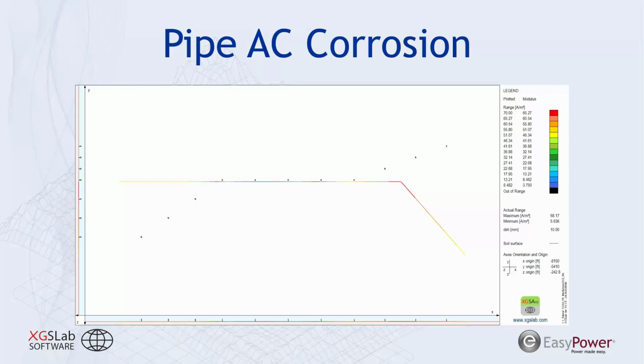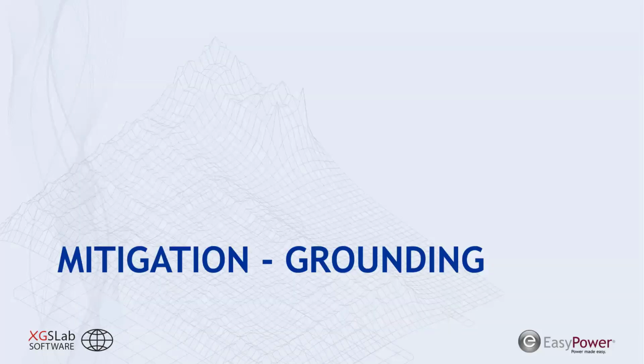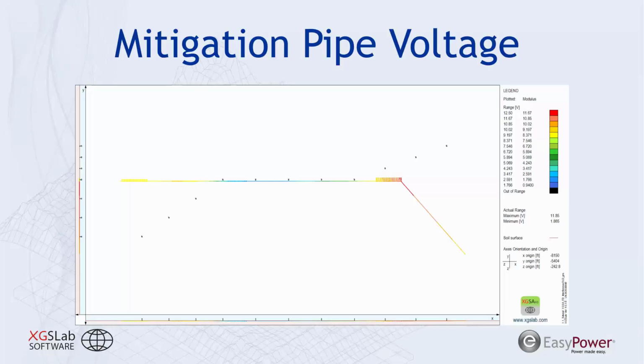And this sort of sets up our base case for the steady state analysis that I'm going to look at. And we're going to try a couple different mitigation approaches and just compare and contrast how those work. So one method we talked about for mitigation is grounding. In this method, I have incorporated about 300 ground rods in order to reduce the voltage that's induced upon the pipeline.